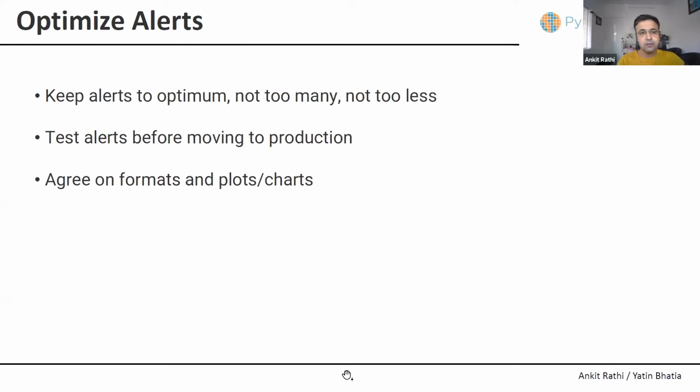We also need to test these alerts before moving to production, so that the team is accustomed to the alerts being generated, or the person who is monitoring it knows what kind of alerts can be generated, how to interpret them, and how to take action or raise a red flag on that. And we also need to agree on a format, or what kind of plots and charts are being generated as part of alerts, so that the person who is monitoring it can make sense of it.